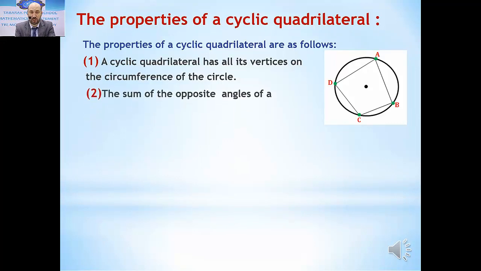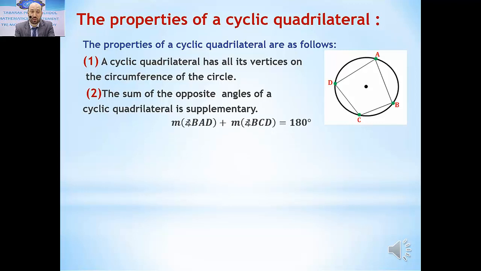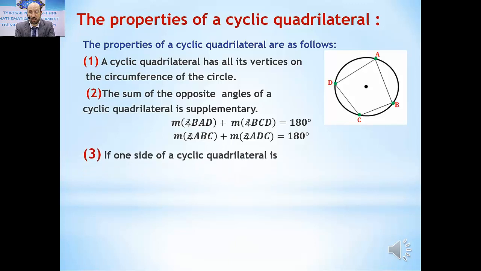The second property is that the sum of the opposite angles of a cyclic quadrilateral is supplementary, meaning the opposite angles add up to 180. So the measure of angle BAD plus the measure of angle BCD equals 180, and also the measure of angle ABC plus the measure of angle ADC equals 180.